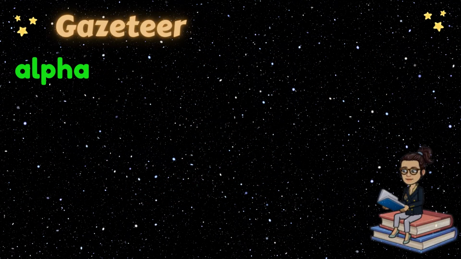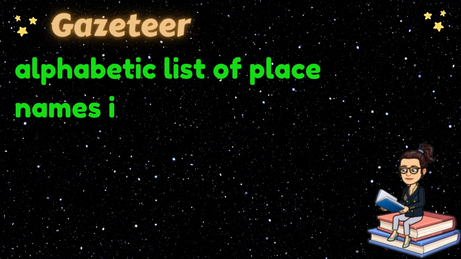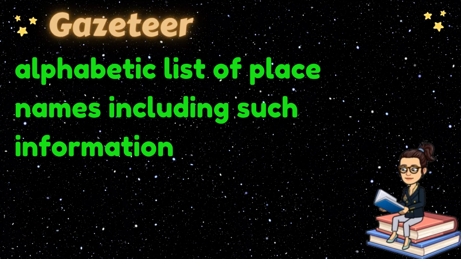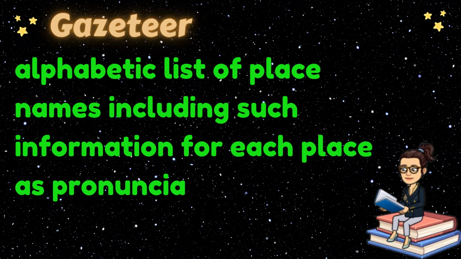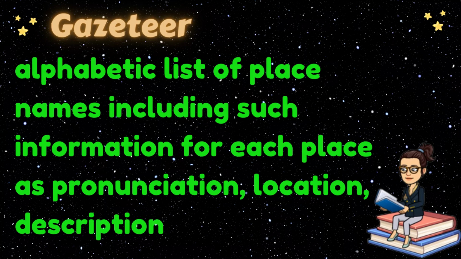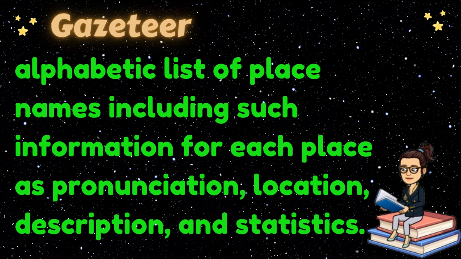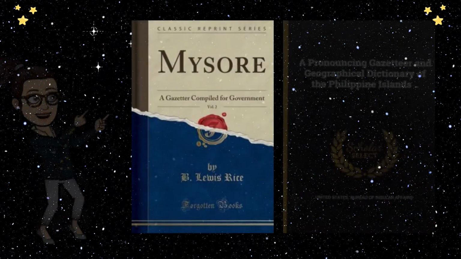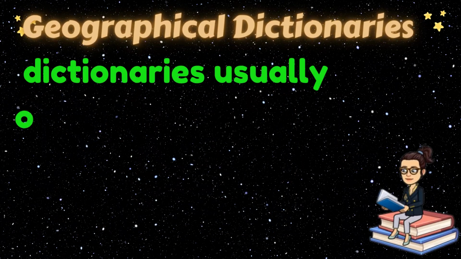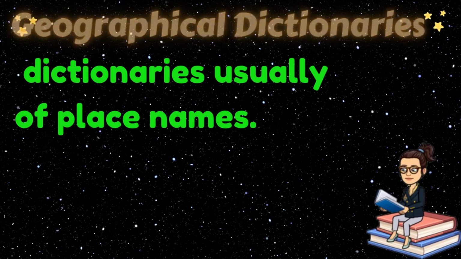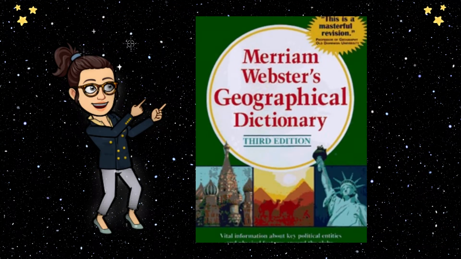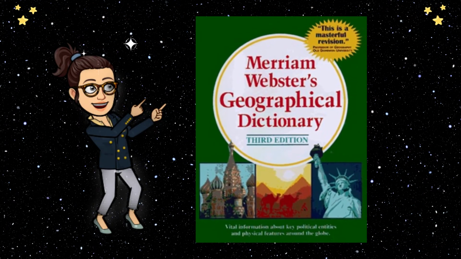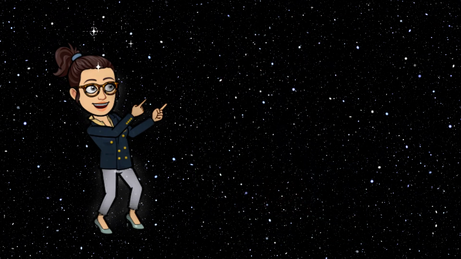Like the almanac, the gazetteer is also a biographical source. A gazetteer is an alphabetic list of place names, including such information for each place as pronunciation, location, description, and statistics. These are examples of gazetteers. Geographical dictionaries are dictionaries usually of place names. One more example of biographical sources. An example of a geographical dictionary is the Merriam-Webster Geographical Dictionary.